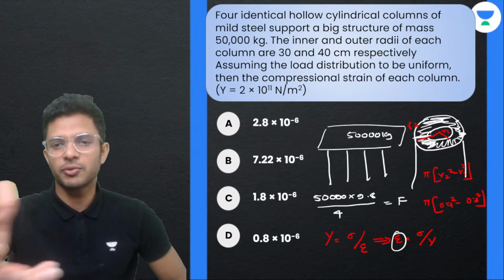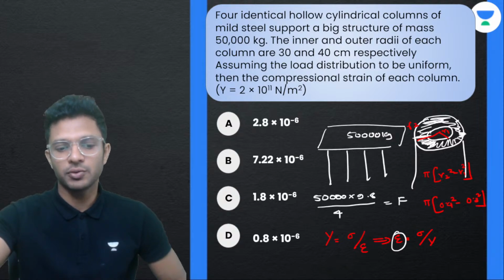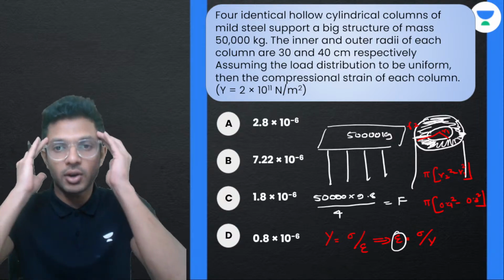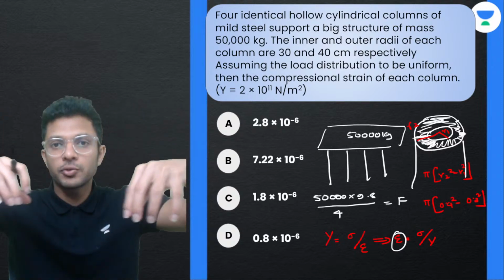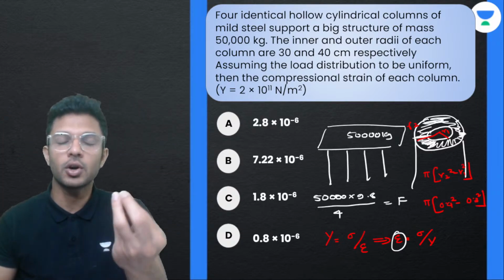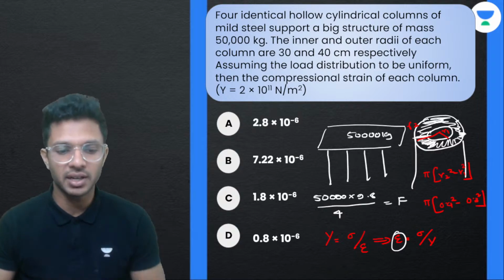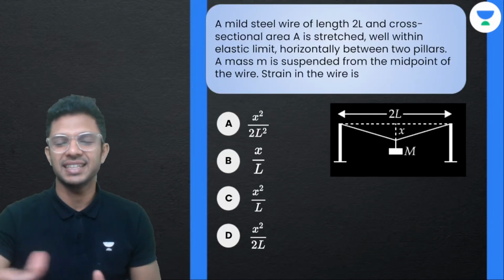Simply we have to use the formula of Young's modulus, which is stress by strain, and for finding stress we need to find force, and we just need to have that concept that the total weight of the body is equally distributed among the four cylindrical columns and each will get a weight or a force of 1/4 the total weight. That's it. If you know this, then it's done.